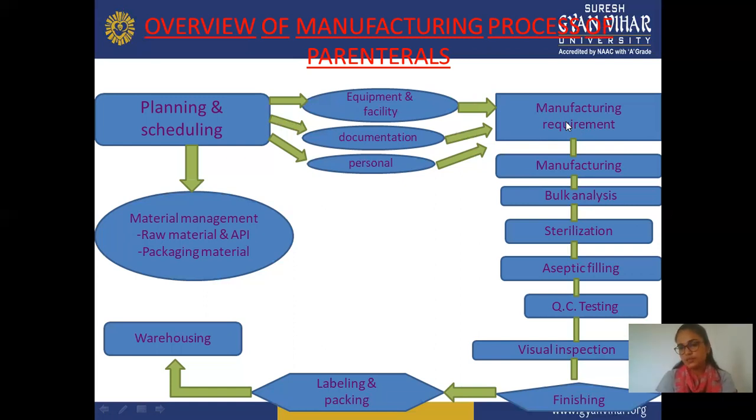Then bulk analysis. Bulk analysis means individually check all excipients are in proper condition or properly sterilized or good quality or not, or analyze each and every ingredient and API. After this bulk analysis, sterilization takes place, and in this sterilization, according to material or according to formulation, you can choose any appropriate or suitable sterilization technique, maybe dry heat, moist heat, or any gaseous condition. So these are the sterilization methods.